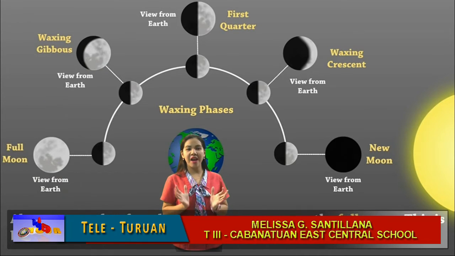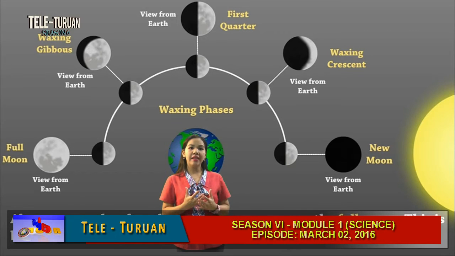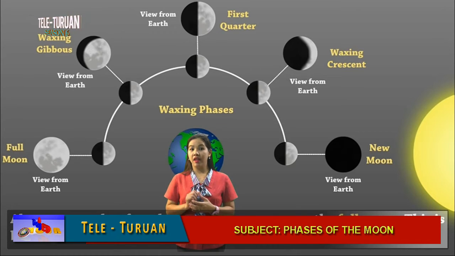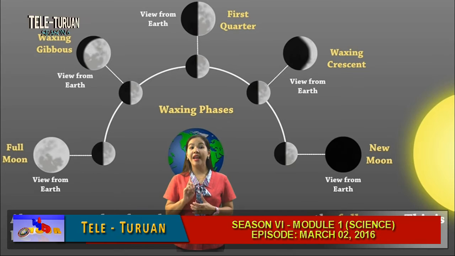And then we have here now the full moon. The lighted side of the moon faces the earth, and this means that the earth, the sun, and the moon are nearly in a straight line, with the earth in the middle. The moon that we see is very bright from the sunlight reflecting off it.